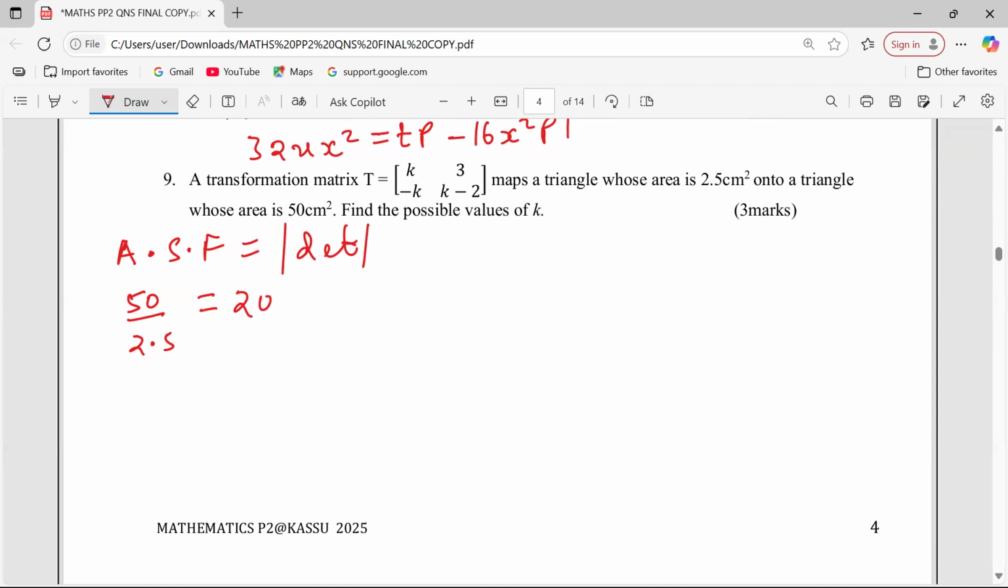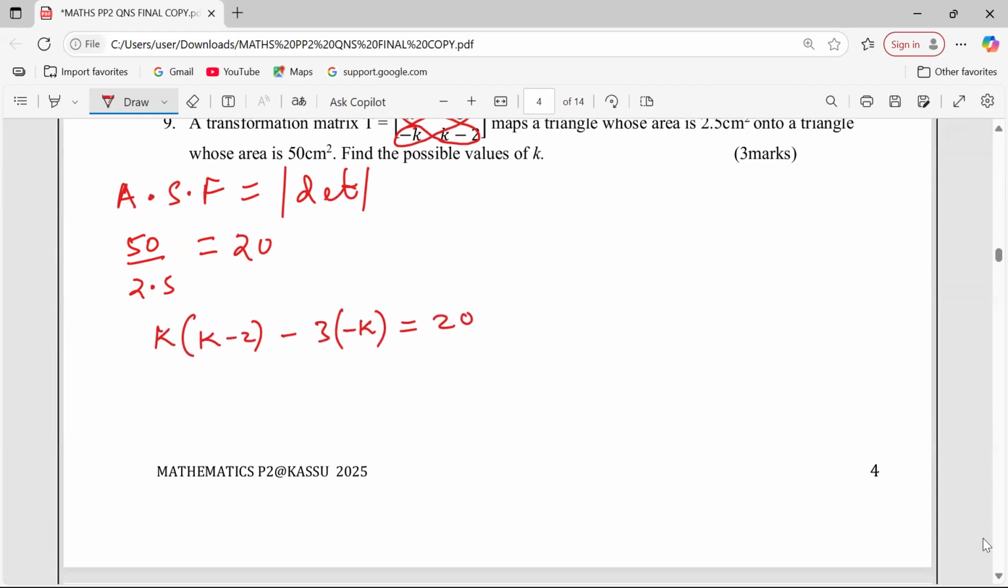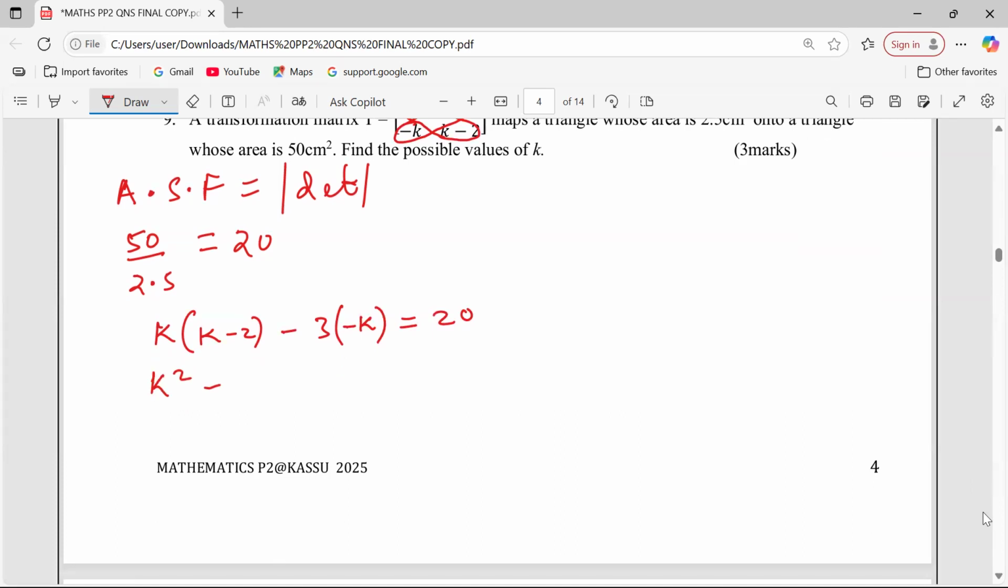So now we'll also say that this 20 is equal to the determinant of the matrix of this particular transformation. How do we get the determinant? Values in the main diagonal multiplied minus values in the other diagonal multiplied. Main diagonal as K and K minus 2, minus 3 and negative K, should give us a determinant of 20. K squared minus 2K plus 3K equals 20.